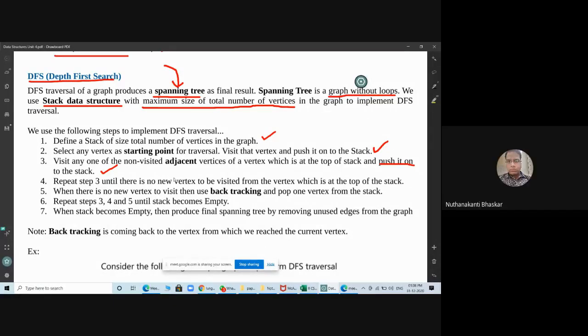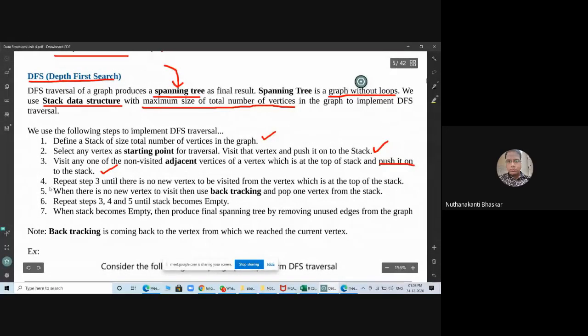So after visiting, again you push it into the stack. This is mandatory. After visiting any unvisited node, you have to push. Like how we pushed before, the same way you have to push it. Clear about this third step?